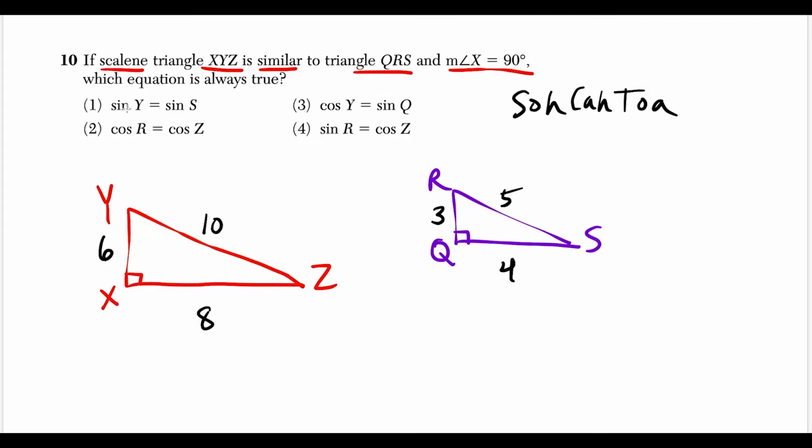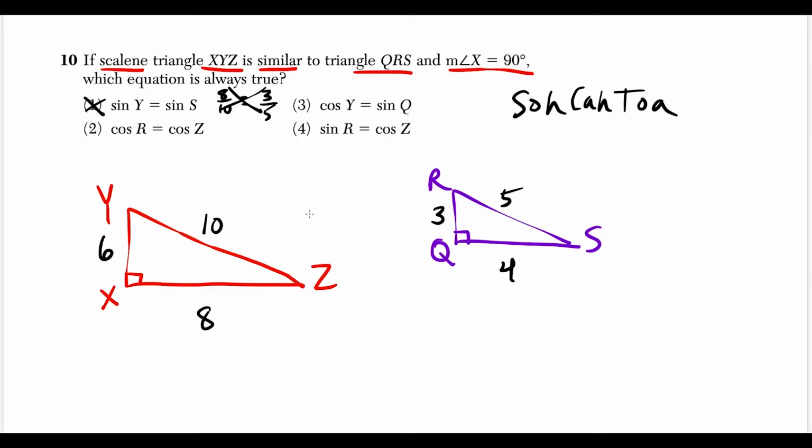So sine of y. Well, sine of y would be opposite of y, which is 8. So for choice 1, we're going to have 8 over 10. So that's opposite of y over the hypotenuse. Is this equal to sine of s? So in this triangle, opposite would be 3 over 5, but this is not true. This is not true because if we divide the top and bottom by 2, we would get 4 over 5, not 3 over 5. So this one's out because this equation is false.